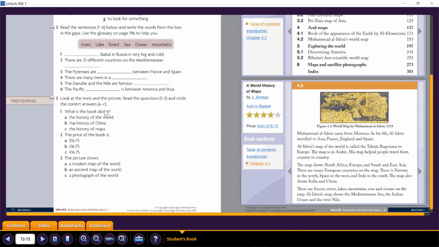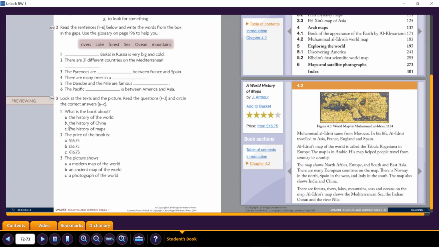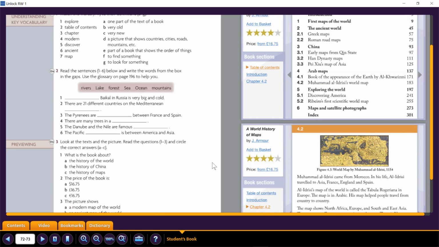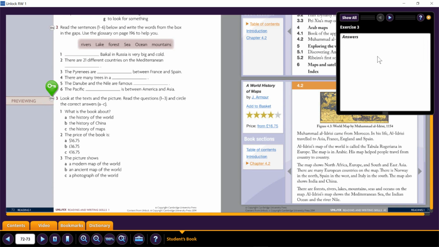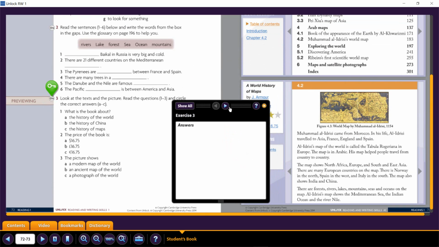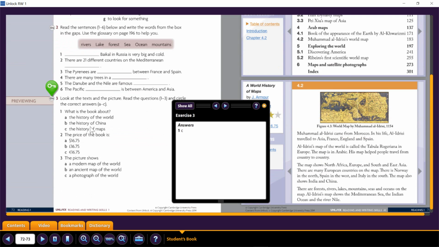Okay, question number 1. What is the book about? What do you think? Is it about the history of the world, the history of China, or the history of maps? What do you think? Let's see the answers, ladies. Starting with number 1. 1 with C. It is about the history of maps, as you can see here, the world history of maps.